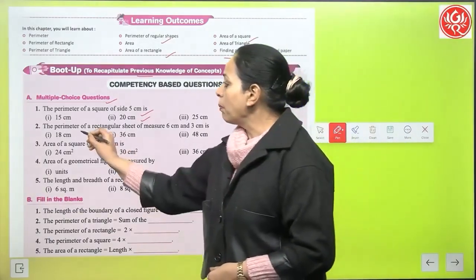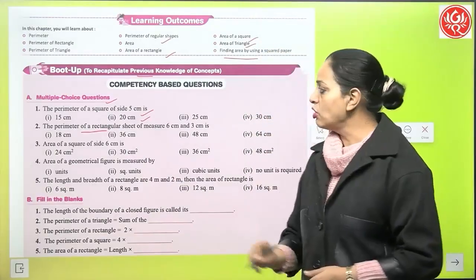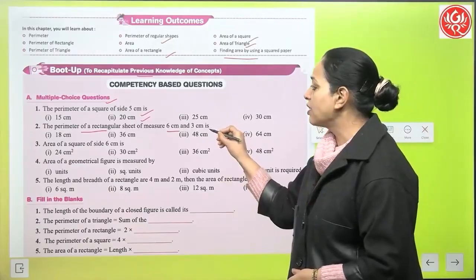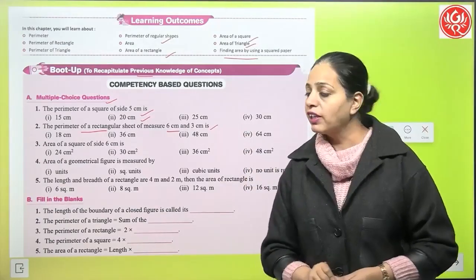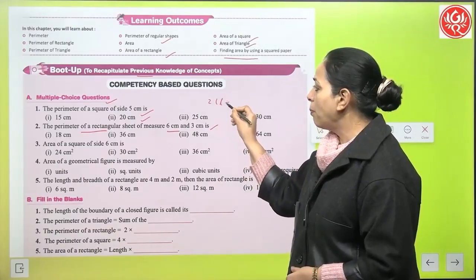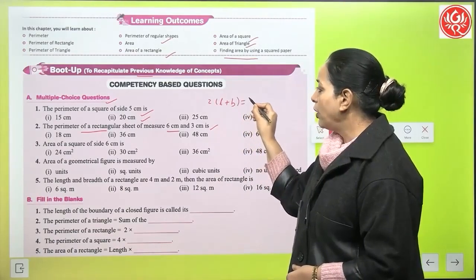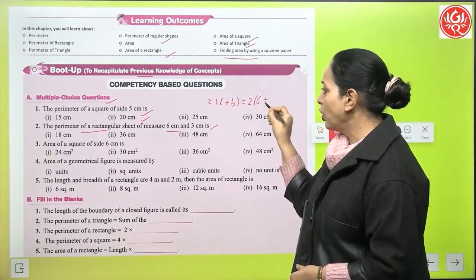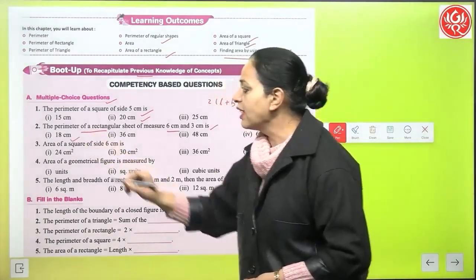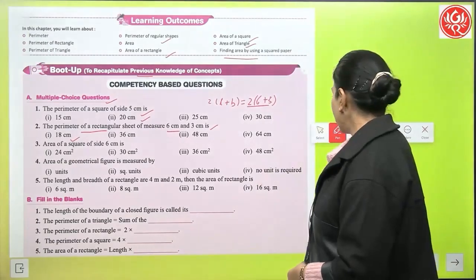Question number 2. The perimeter of a rectangular sheet of measure 6 cm and 3 cm is? So how can we find the perimeter of a rectangle? You know, 2 into (L plus B). We will substitute the values: 2 into (6 plus 3). So 2 into 9, the answer is 18 centimeter.